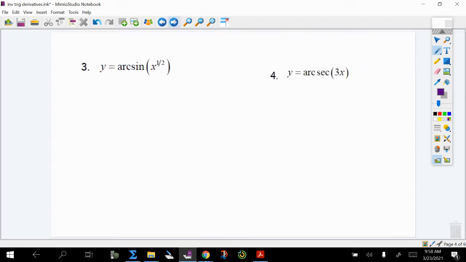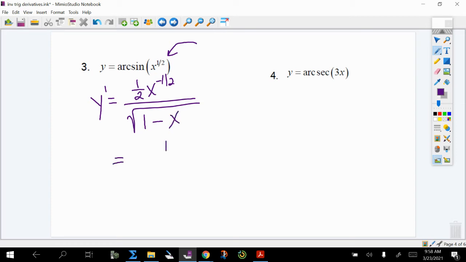Next one, arc sine. Again, arc sine I'm going to probably do more than anything else. Arc sine, the derivative of this is power out front, power 1 less. I'm going to show you how to clean that up in a second. And then in the bottom, it's going to be 1 minus that squared. When I square x to the 1/2, I just get x. I don't really want to leave a negative exponent in my answer. So here's the cleanest way you could write that.